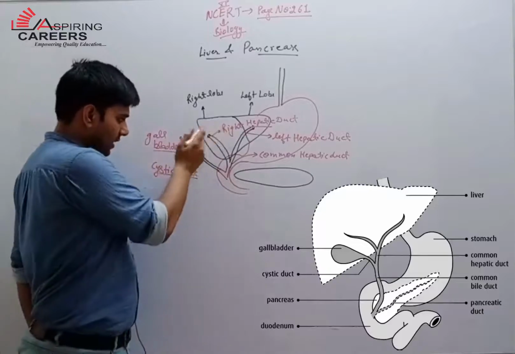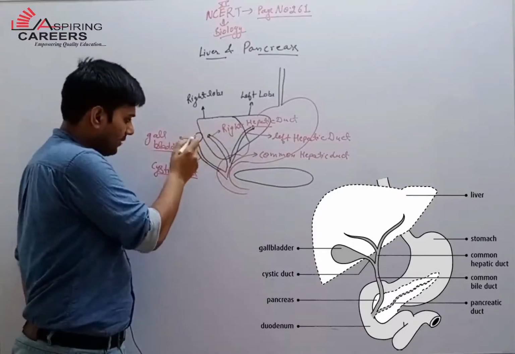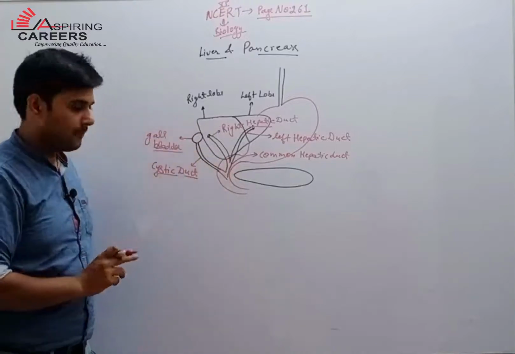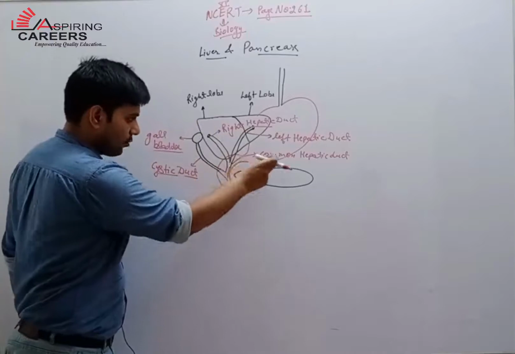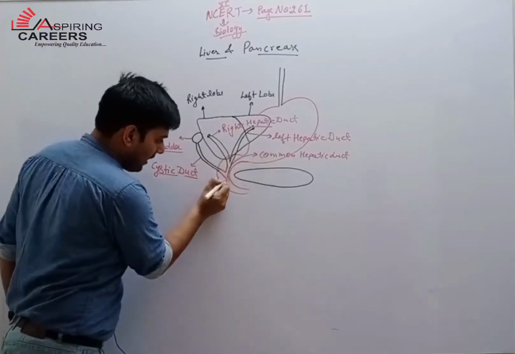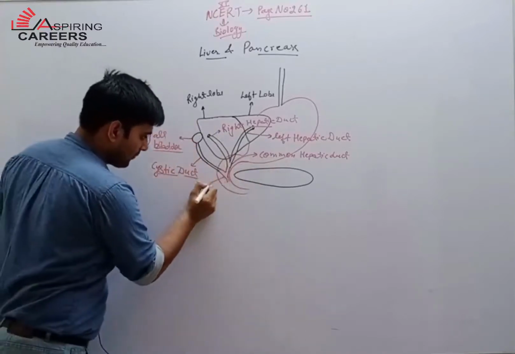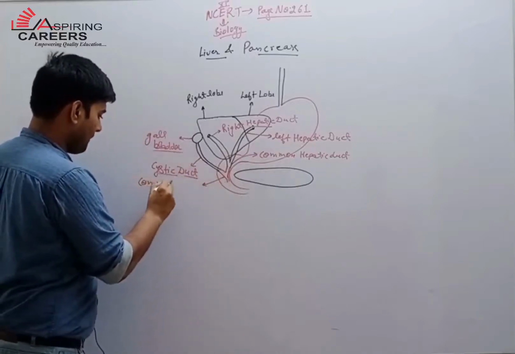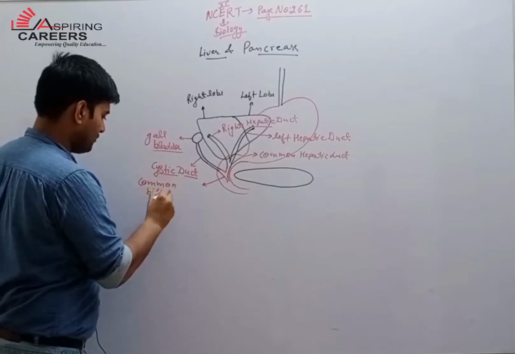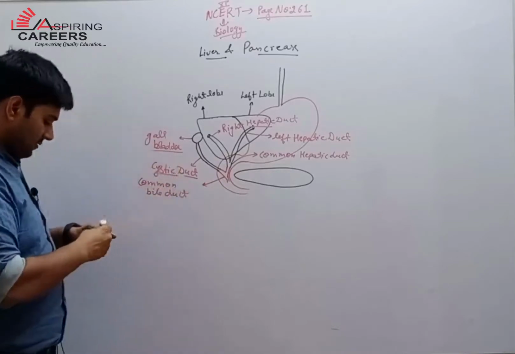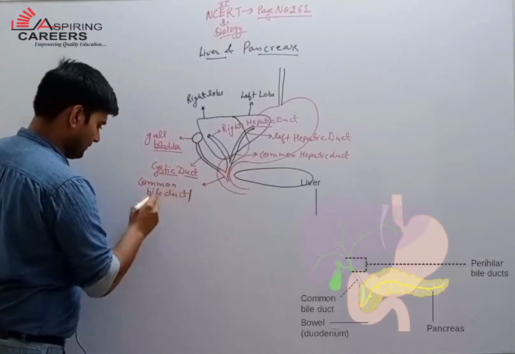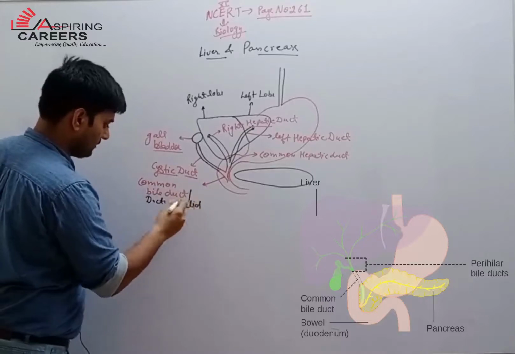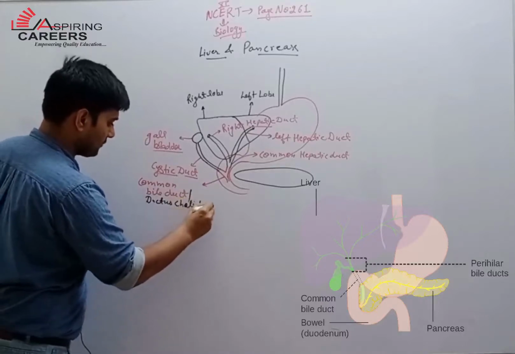Because all the secretions are stored in the gallbladder in the form of bile, and this bile is released directly into the duodenum. So the cystic duct and common hepatic duct combine and form the common bile duct. This duct is also known as ductus choledochus.